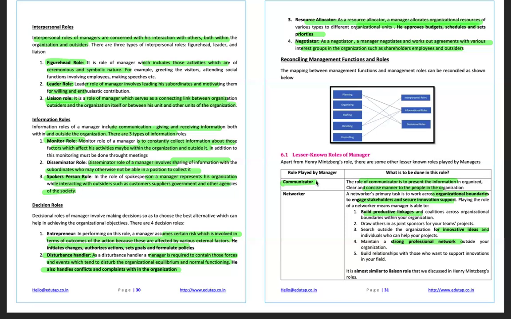Now the lesser known roles of a manager. Apart from Henry Mintzberg, there are some other lesser known roles played by managers. Communicator: the role of the communicator is to present the information in an organized, clear and concise manner to the people in the organization. Networker: innovative ideas, strong professional network, building productive linkages. It is almost similar to the liaison role which we discussed.